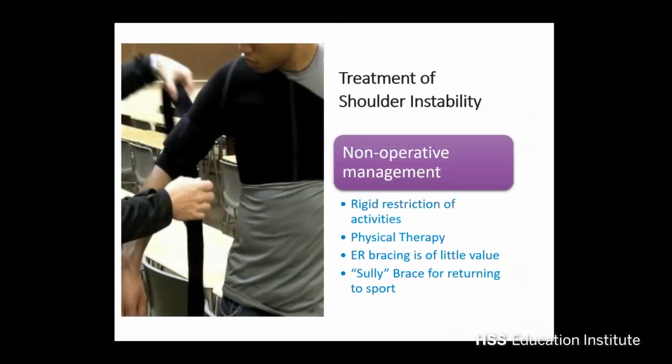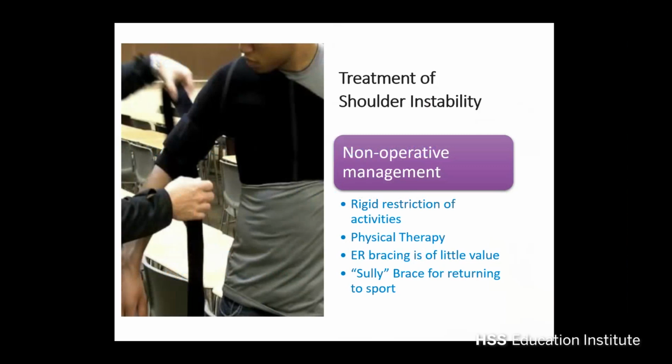Well, number one, it's a restriction of activities to start, so they won't be playing their sport for a period of time. We'll get them into physical therapy, and physical therapy is really aimed at regaining some of the strength, helping make sure that the patient restores their flexibility. Oftentimes after a dislocation, the shoulder swells up and the patient's apprehensive, so there's a tendency for the patient to develop stiffness. So physical therapy is really aimed at remobilizing the shoulder.